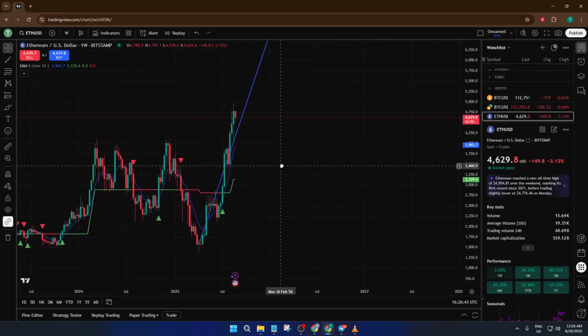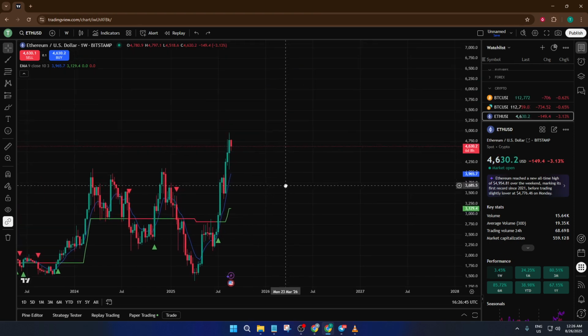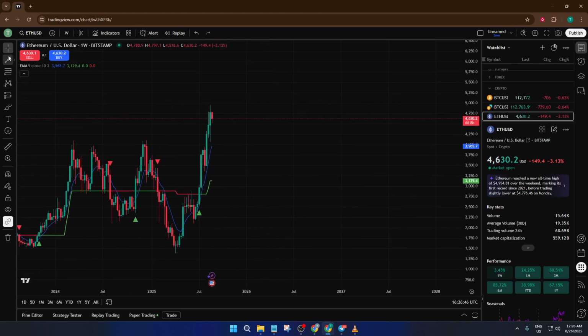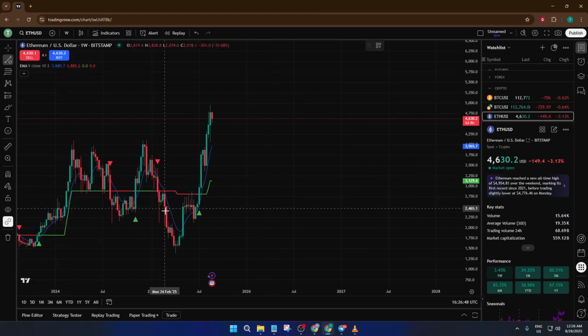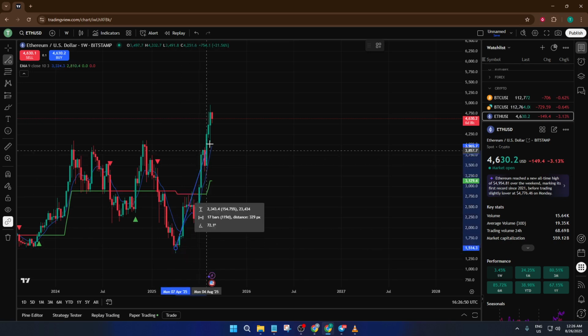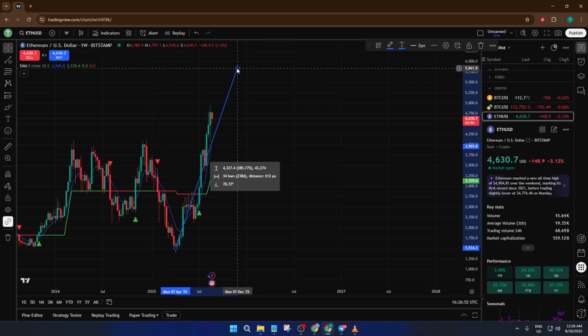Now let's look at the info line. This is more than just a line, it gives you extra details as you draw, like the exact price difference, percentage change, and even the number of bars between your 2 points. Select it, mark your 2 points, and take a second to let all those statistics sink in. It's like getting an instant summary of the move you're examining.